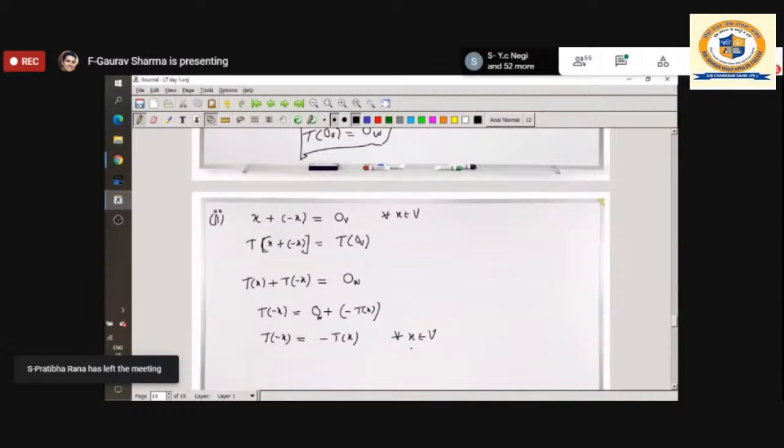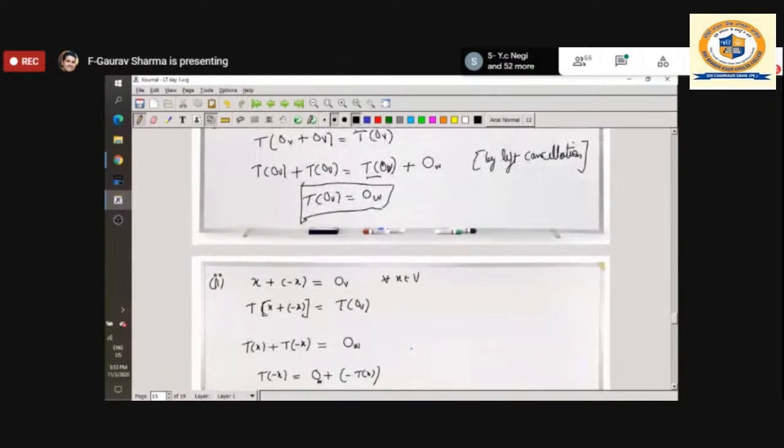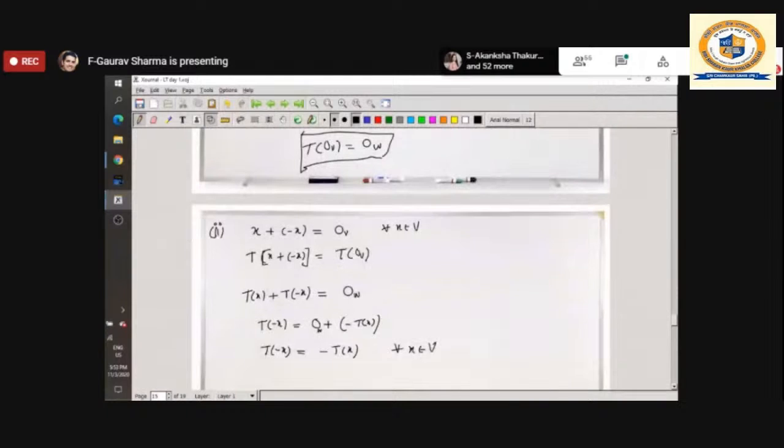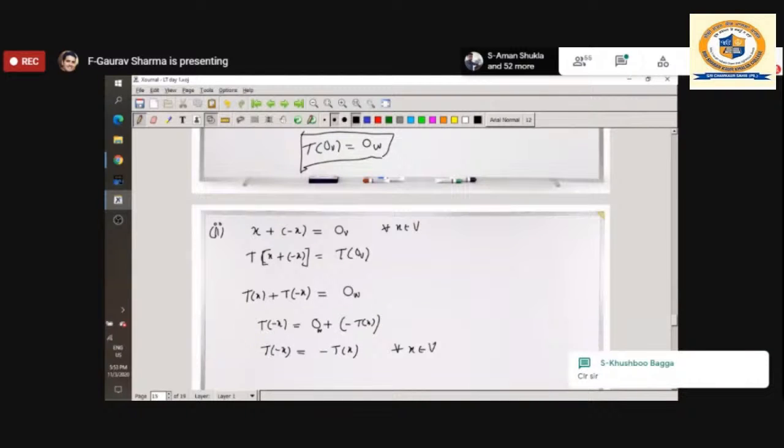So we have used some simple properties to prove the given result. Again, the result is very simple, you just observe this result. The result is very simple, but the property is very important.